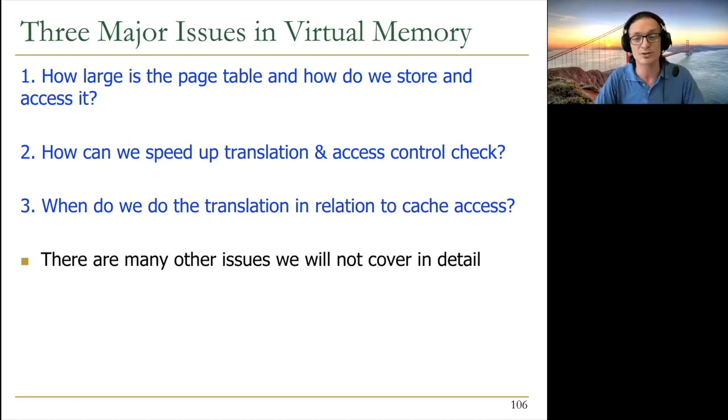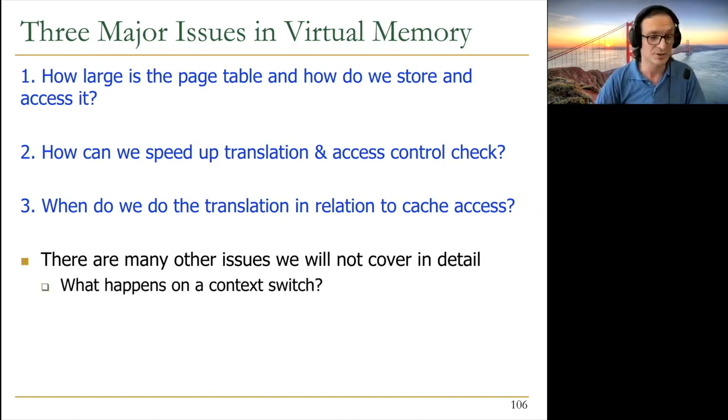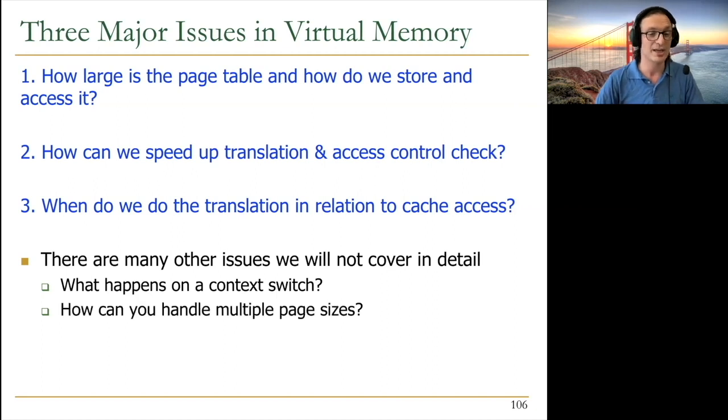There are many other issues in virtual memory that we will not cover in detail. I mentioned some of those while we were discussing some earlier issues. What happens on a context switch? How can you handle multiple page sizes in an efficient manner, etc.? We're going to touch upon some of this when I give you a real-world example, but not in great detail.